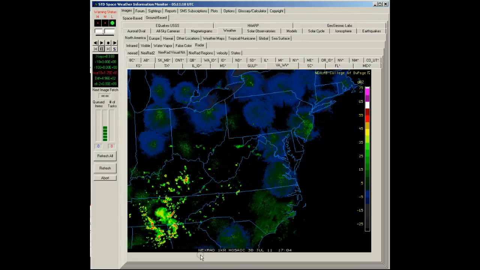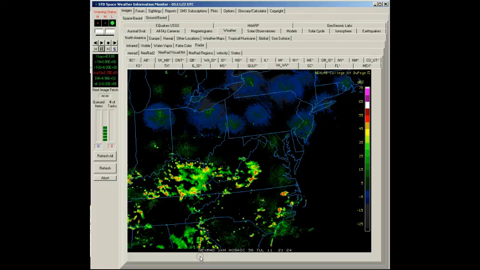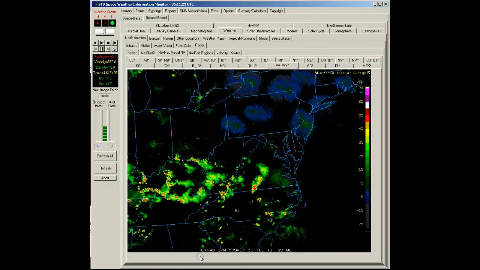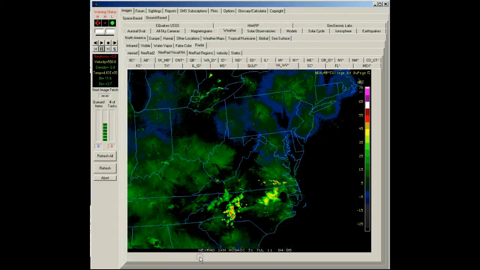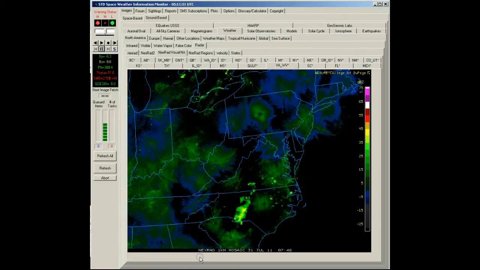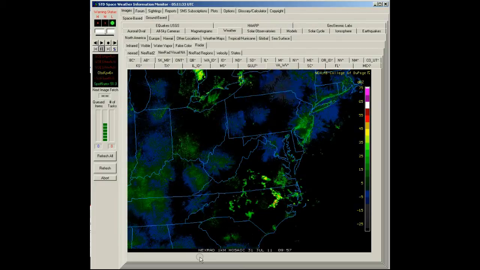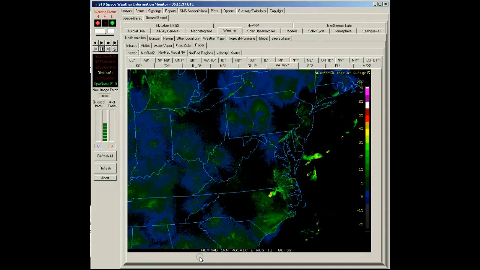I'd really like to look at all of these pictures taken at the same time, instead of looking at a sequence of pictures over a given period of time, but the same image frame.